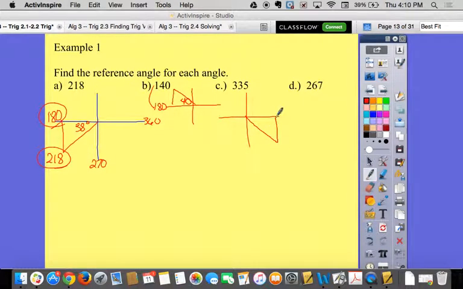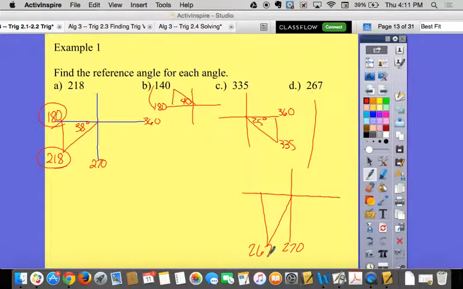335. You're over here in the fourth quadrant. So again, big one minus little one. 360 minus 335 is 25. And 267, I do believe that's way down here. Because remember, that's 270. If you go past 270, you're on the other side. So this is 267. This is 180.